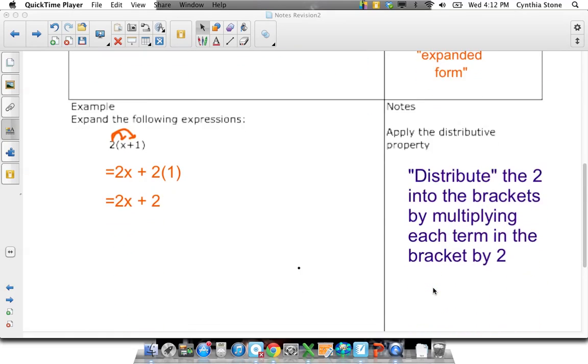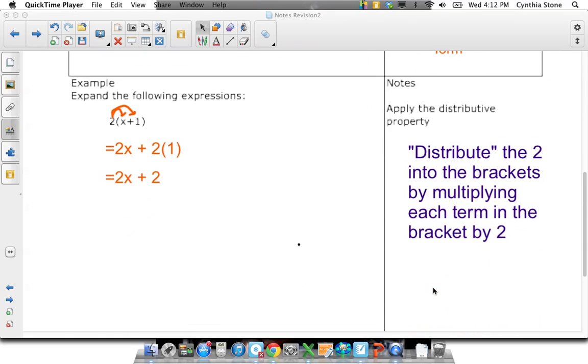So how do you do it? Well, you apply what we call the distributive property. And the distributive property just means you distribute: you take the 2 and you multiply it by everything inside the bracket, every term. So in this case, you'd multiply the 2 times the x to get 2x, the 2 times the 1, which is just 2. And that is the expanded form of that polynomial. And that's the distributive property.